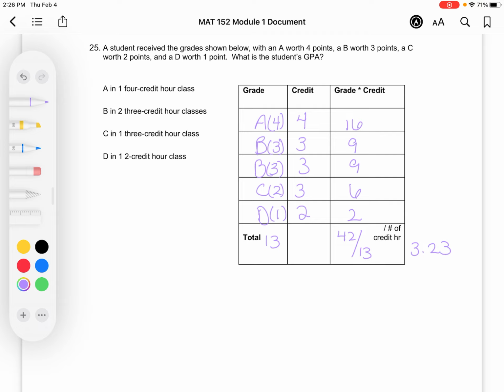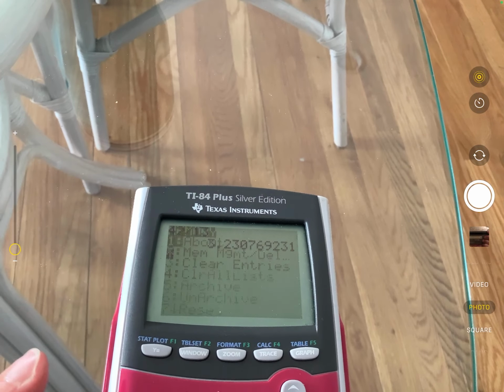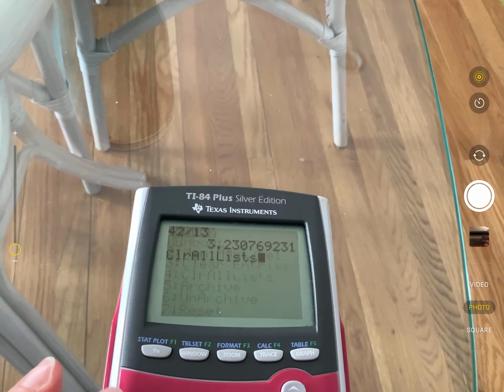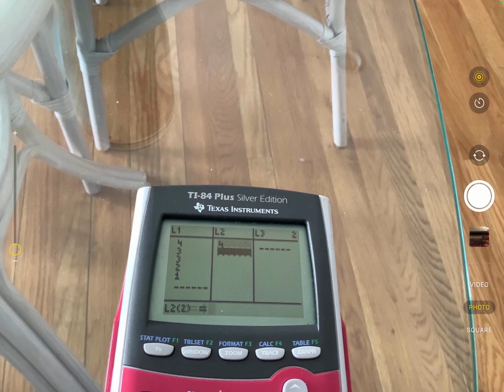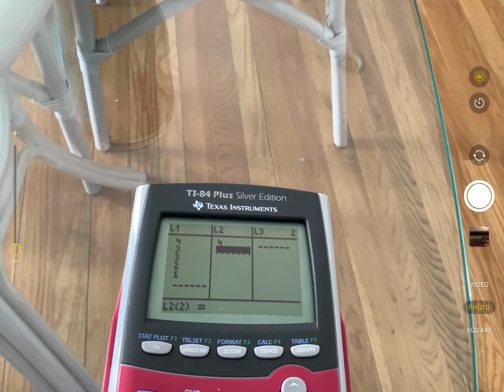If I go back to using my calculator, I'm going to put 4, 3, 3, 2, 1. And then the actual credits that I would get, 4, 3, 3, 3, 2.